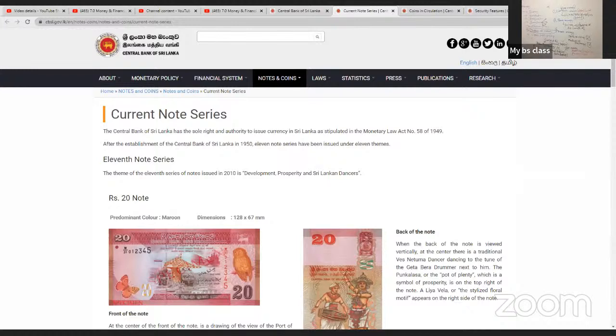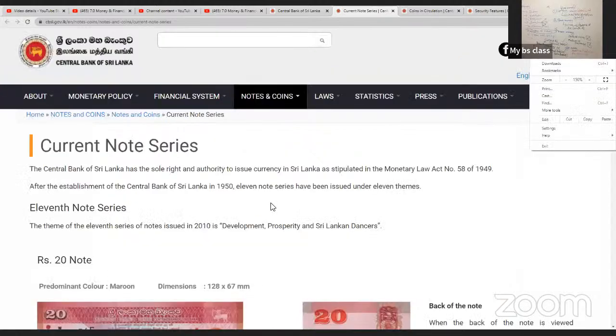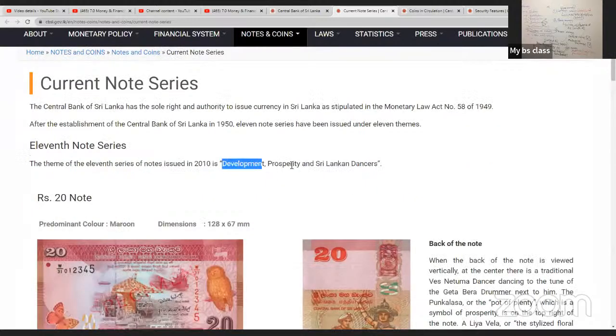So at the moment we are having the 11th note series, and the theme of these notes is development, prosperity and Sri Lankan dances.